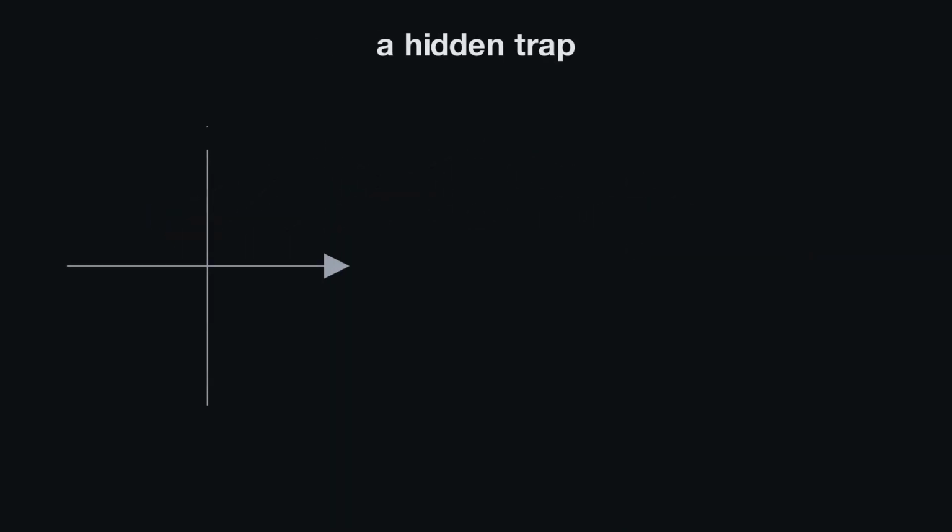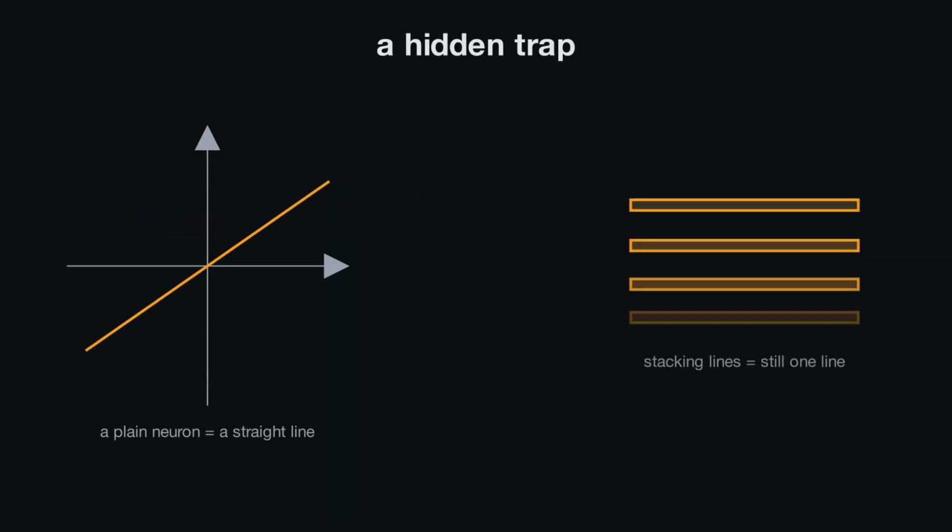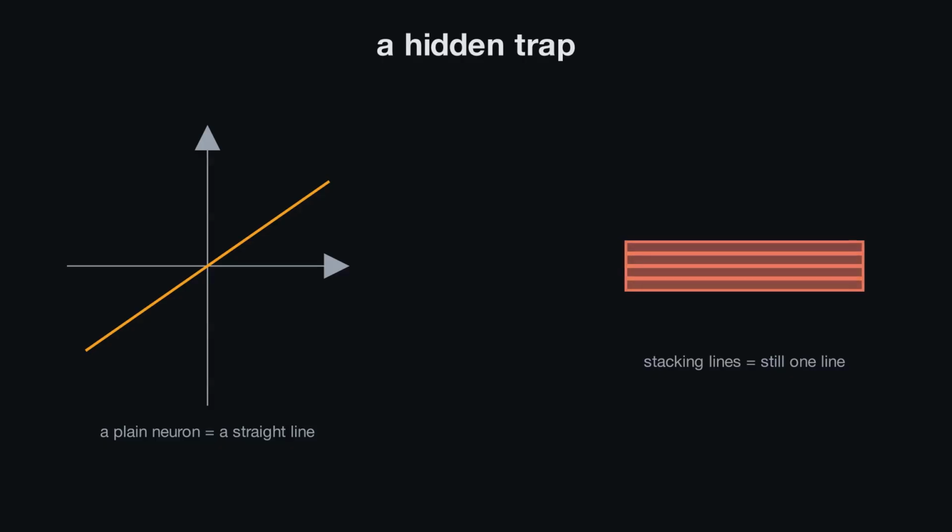But there is a hidden trap. A plain neuron can only do straight-line math, and stacking straight lines only gives you one bigger straight line. It is like stacking flat sheets of glass. The pile is taller, but it is still perfectly flat. No matter how many layers you stack, the network stays simple and cannot learn curvy patterns.